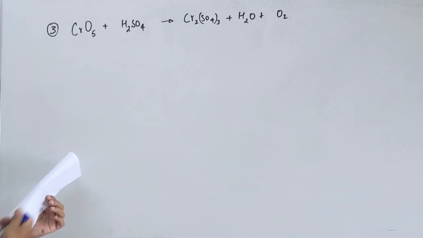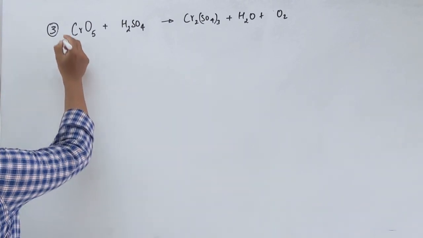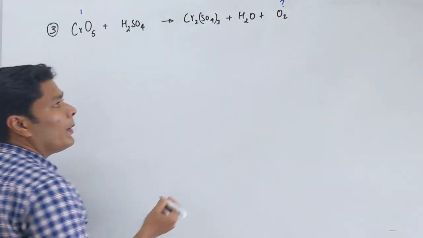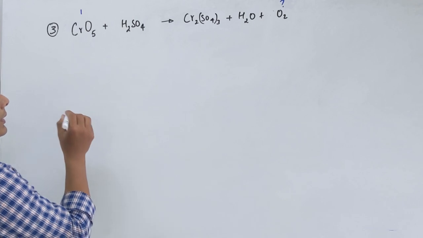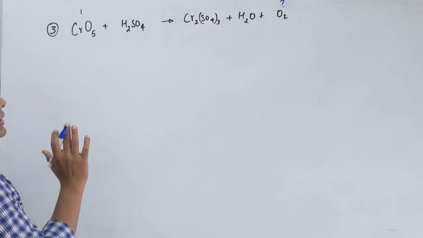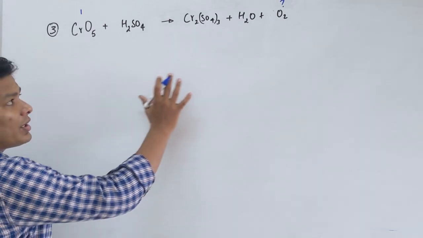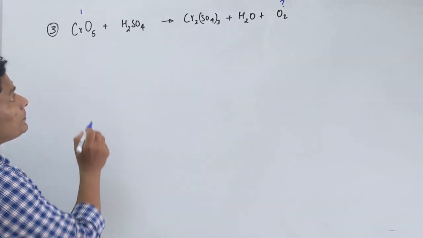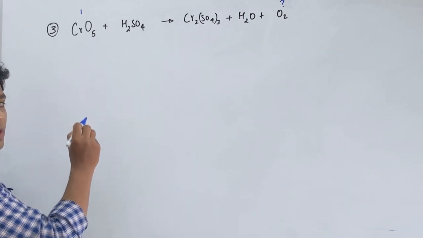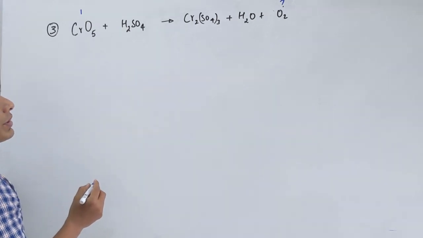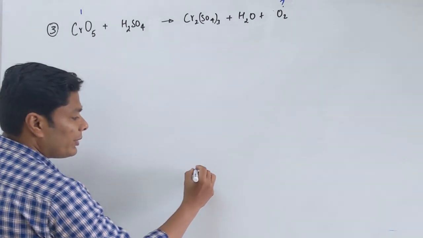Okay, let's see. Now what I know is they are asking me, for every 1 mole of this, how many moles of this I get. Now here is a trick that you need to do. You cannot separate into oxidation half reaction and reduction half reaction. The reason is that what is getting oxidized and what is getting reduced is CrO5. CrO5 has a peculiar structure.